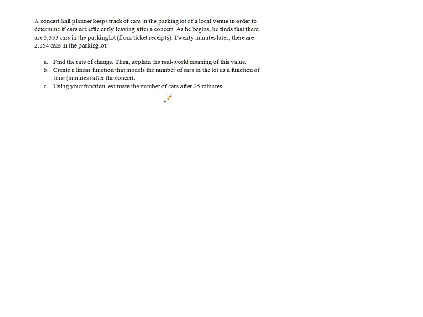So here we're looking at a concert hall planner who begins to time, looks at the number of cars in the parking lot, and as time passes, notice there are a different number of cars in the parking lot. So we want to find the average rate of change and explain the real-world meaning of this value.